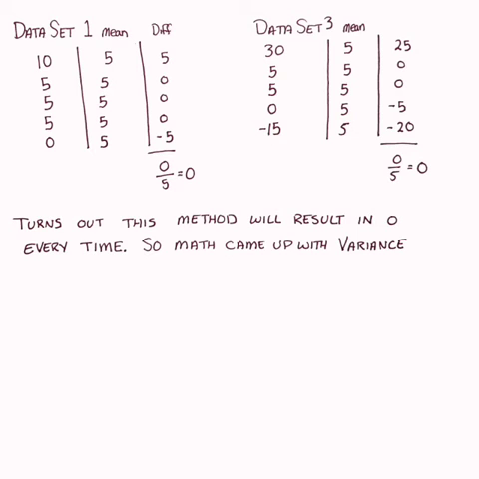So math came up with a different way of doing it, which is by getting rid of the negative signs, and doing that by using squares. So this new formula is a little uglier. Variance is actually referred to as s squared. It's equal to the sum of those distances before, but this time we're going to square them, and we're going to divide the whole thing by n minus 1.